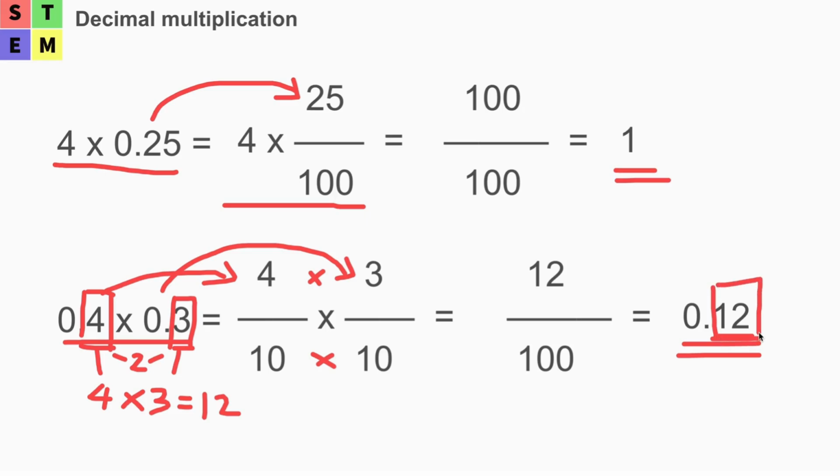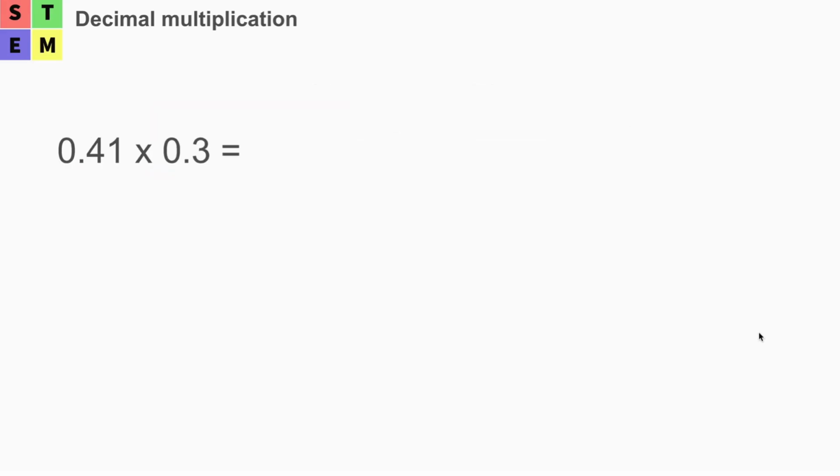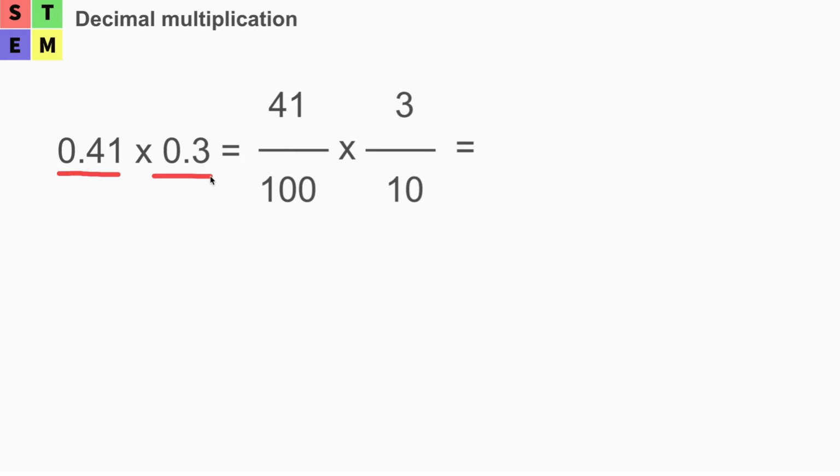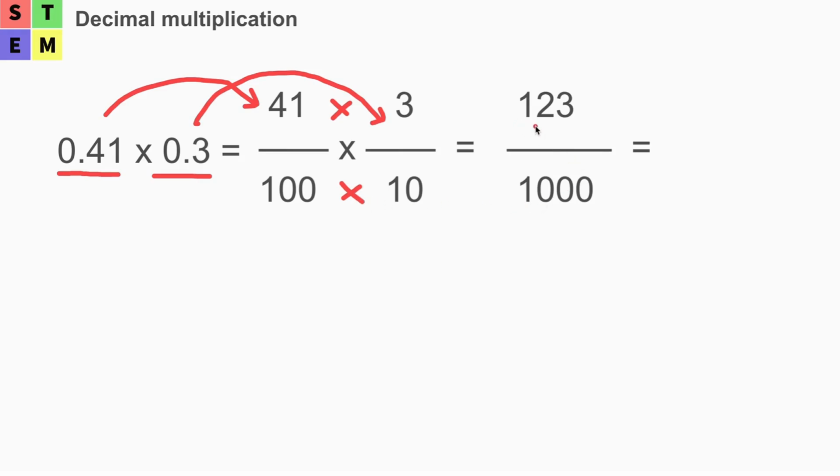Okay, so let's take a look at our next example. So we have 0.41 times 0.3. How can we do that? Again, that's 41 over 100. Okay, and that's 3 over 10. Okay, so by calculating this, basically 41 times 3, 100 times 10, right? So that's 123 over 1000. So 123 divided by 1000 equals 0.123.